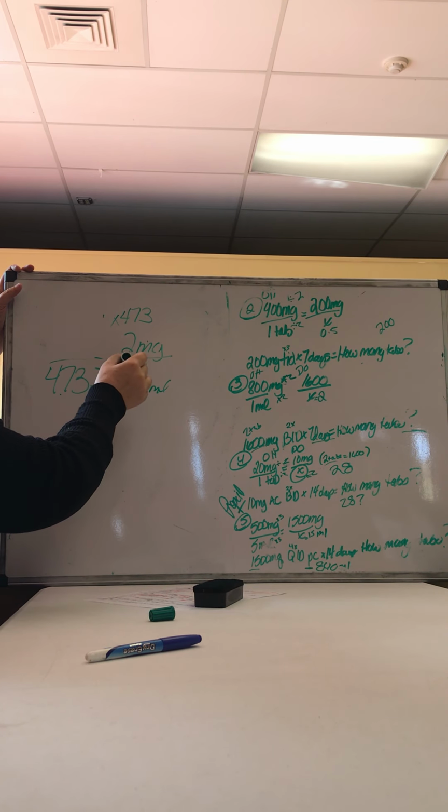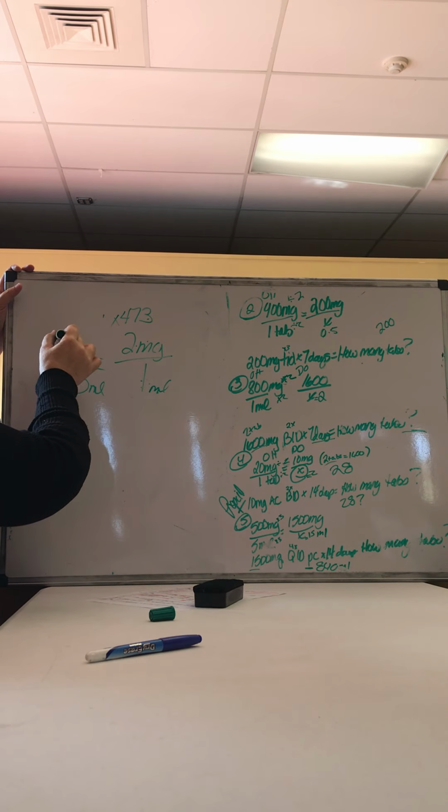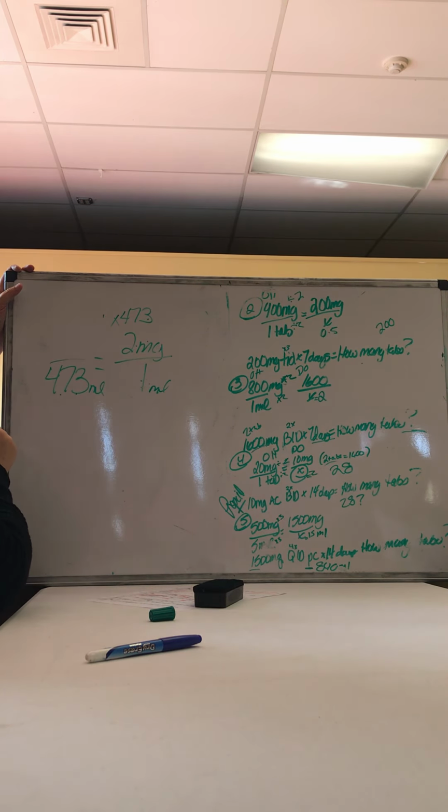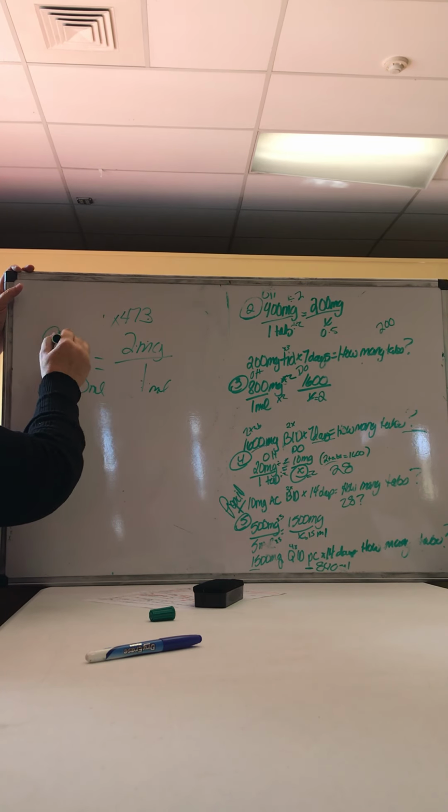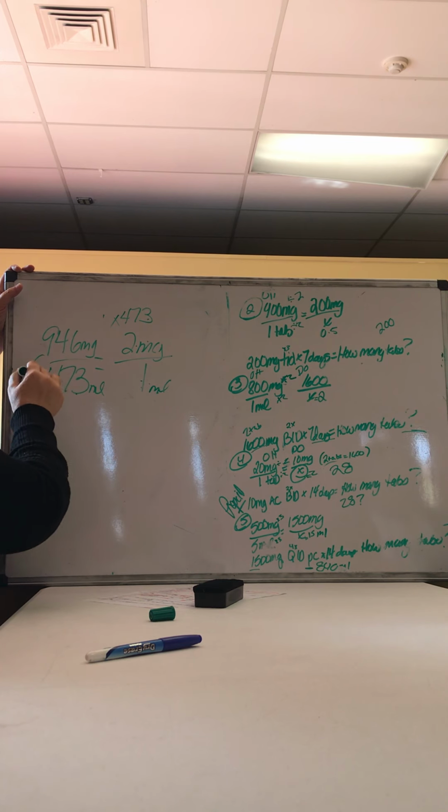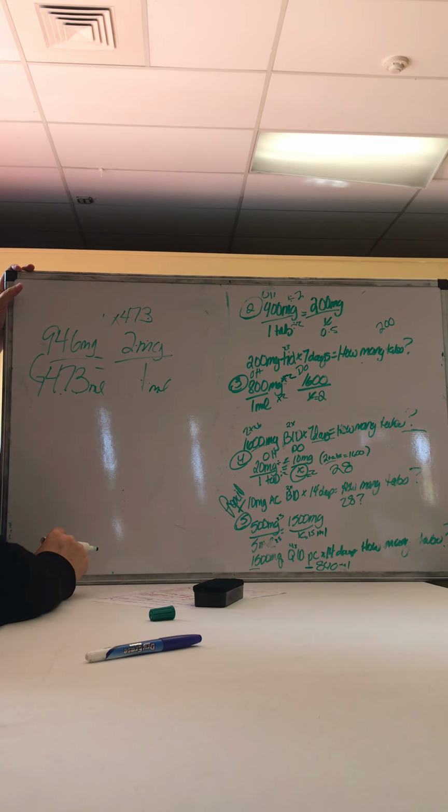That's how we got this problem. So 2 times 473 is what? Use the calculator. 473 times 2 is 946. 946 milligrams are in 473 milliliters. That's it.